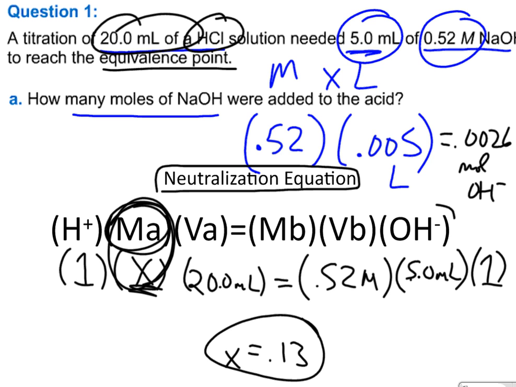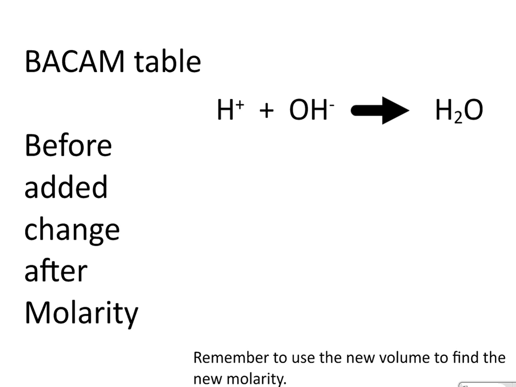Now, tomorrow, we're going to use what's called a BCA table (before, change, after). A BCA table uses the stoichiometry of an acid and a base reacting to figure out what the molarity is when the reaction happens. So when we go to do a BCA table, the equation goes on top.